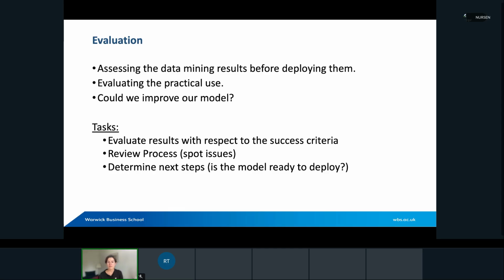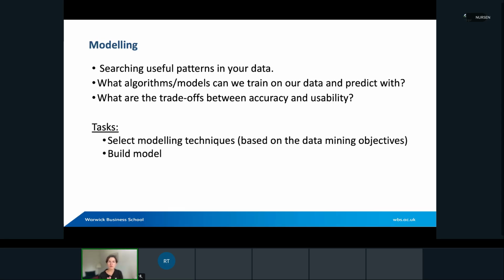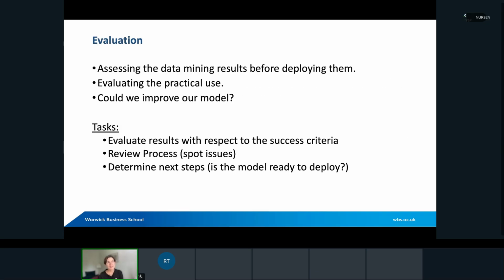Okay, so here we actually go back and forth between the modeling and evaluation stages, since sometimes when we evaluate, the results may not be satisfactory, and then we can go back and try to improve our model. Okay, so at this stage we check a few things. We assess the data mining results. We check whether they satisfy the data mining goals and success criteria we set at the beginning. We also check whether we can improve our model. If the results are not satisfactory, then we can go back and try to tune or improve our model.